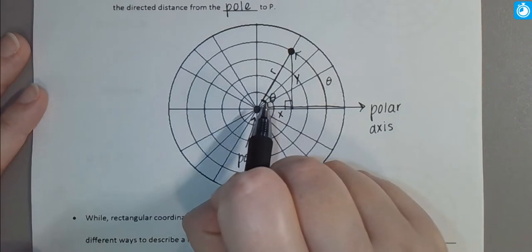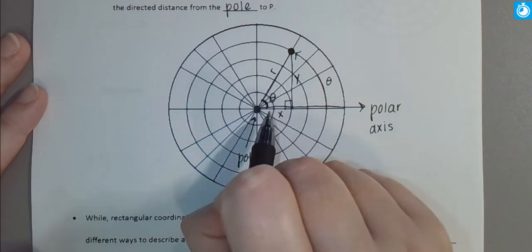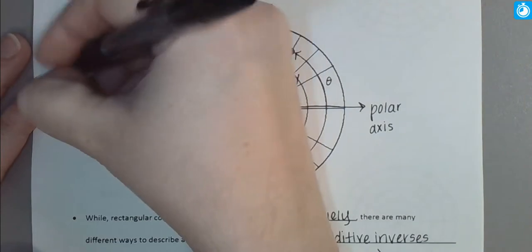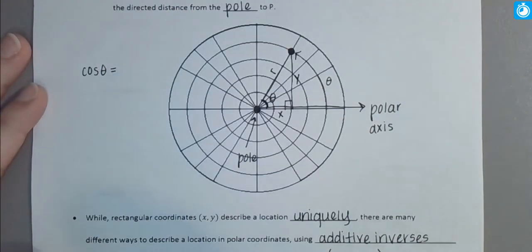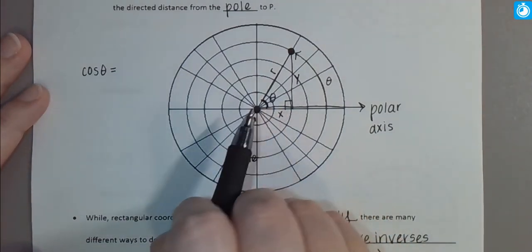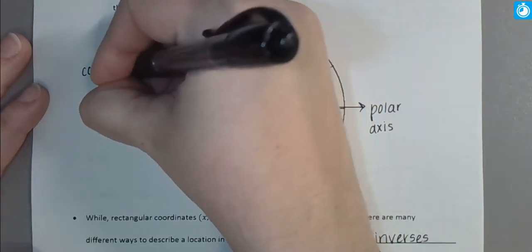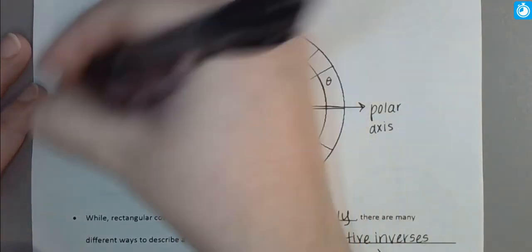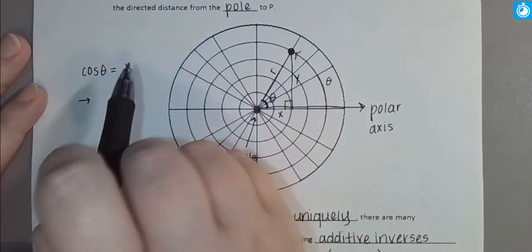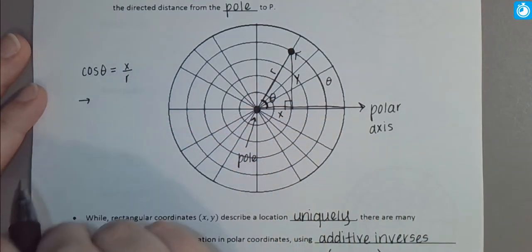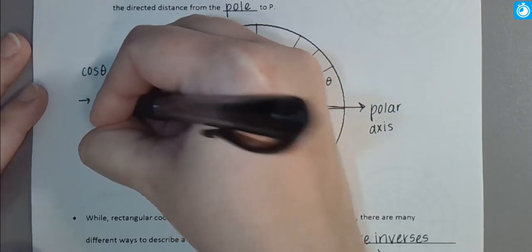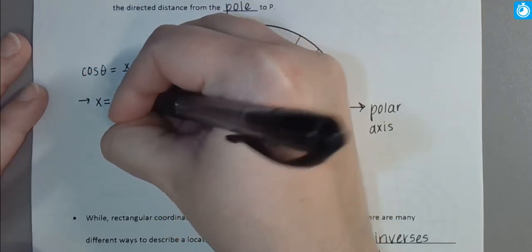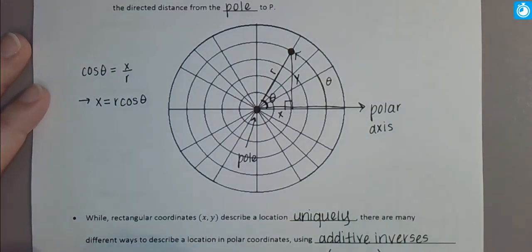So how could we represent the cosine of theta, for instance? Well, the cosine of theta we know is always going to be defined as the adjacent side over the hypotenuse. So adjacent is x, hypotenuse is r. So that's going to be x over r. And if we were to solve for x in terms of r and theta, we could multiply both sides by r, move it over, so we have x is equal to r times cosine theta.